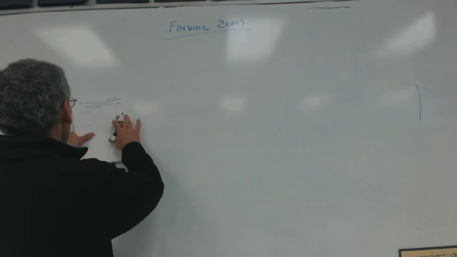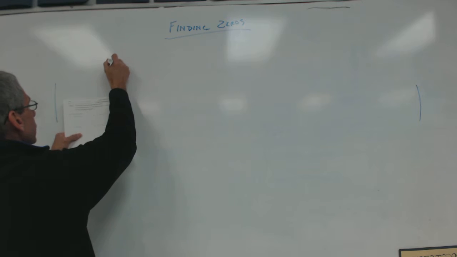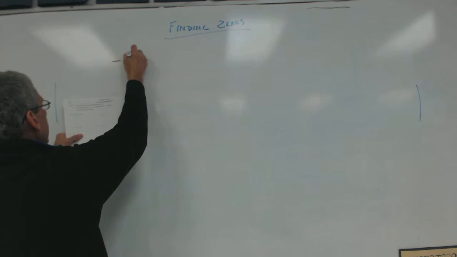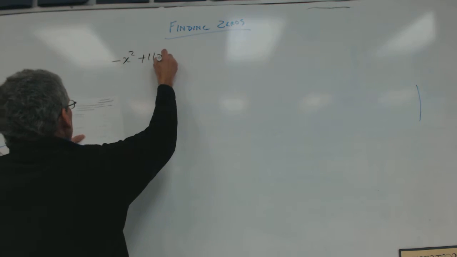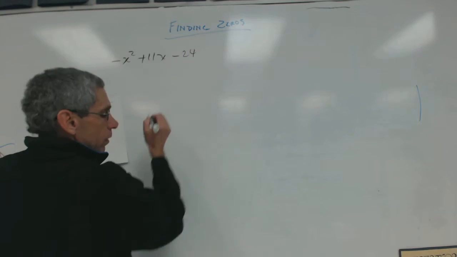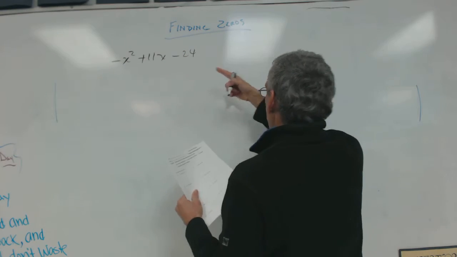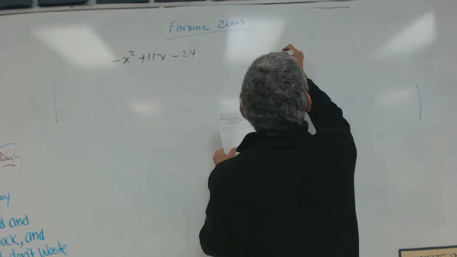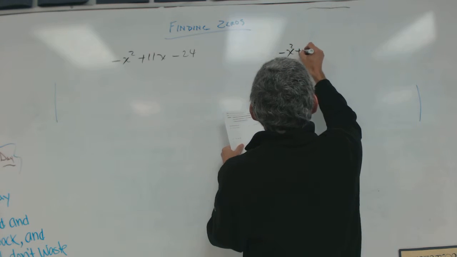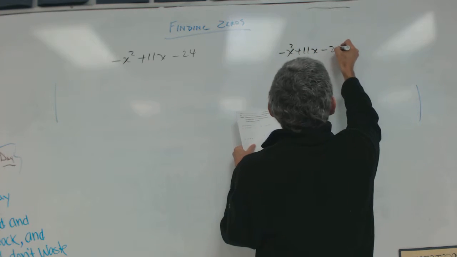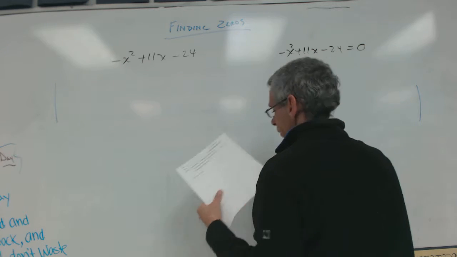Okay, finding zeros. Sometimes you're going to see something like this: negative x squared plus 11x minus 24. And then I'm going to actually, that's not the problem. The problem actually is this: negative x squared plus 11x minus 24 equals 0.